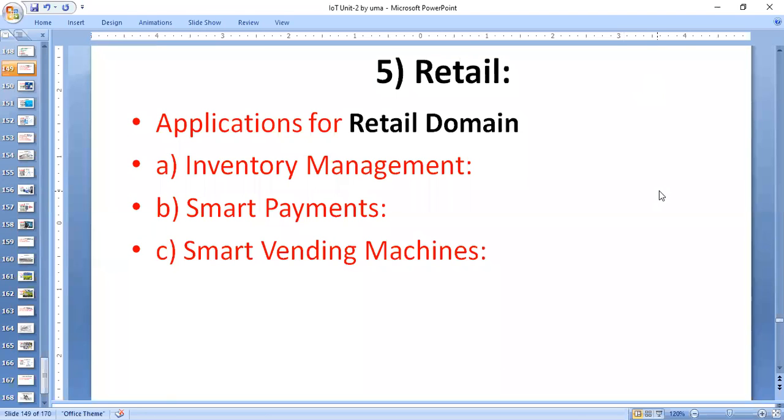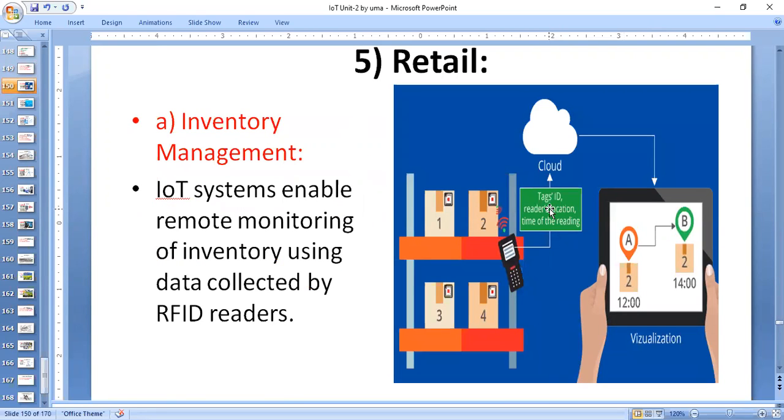In this session, we are going to learn about the retail domain. In the retail domain, there are applications such as the inventory management system, smart payments, and smart vending machines. Coming to the retail inventory management system, what is the inventory management system?